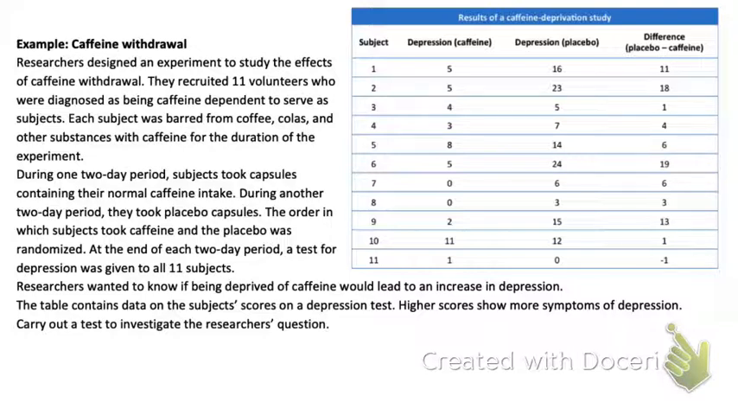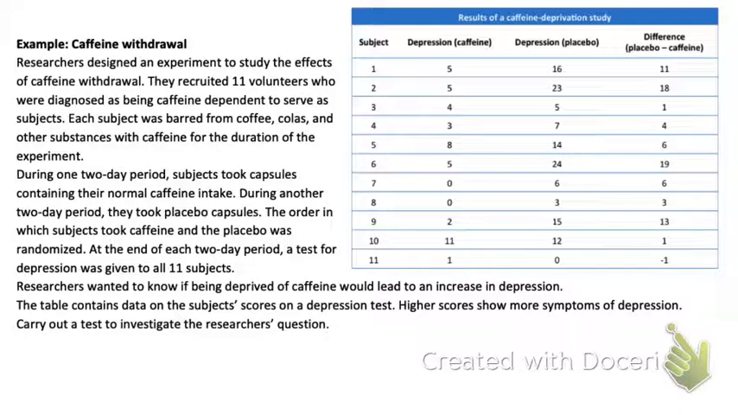So the way that this is going to work is, first of all, do we have paired data or do we have two different samples? Yeah, we have paired data. We're pairing each person with themselves, their own depression score with themselves. And obviously we can see if there's a difference, there's a column for the difference.